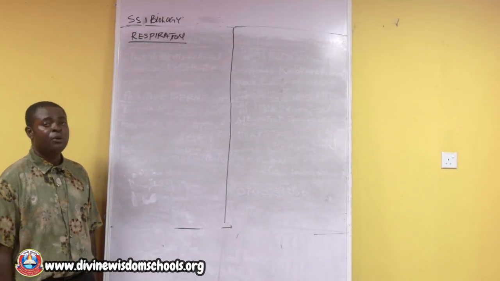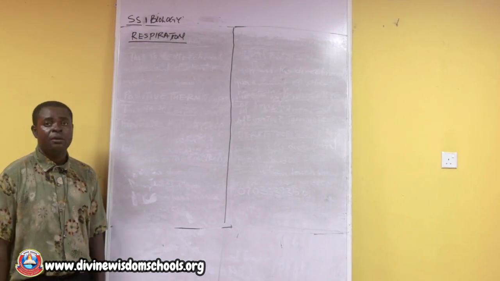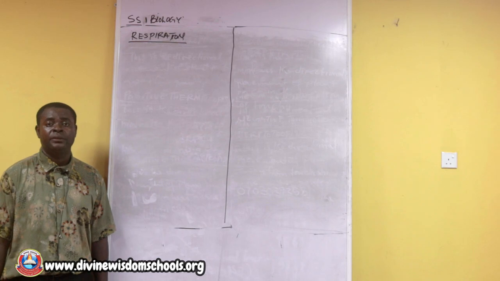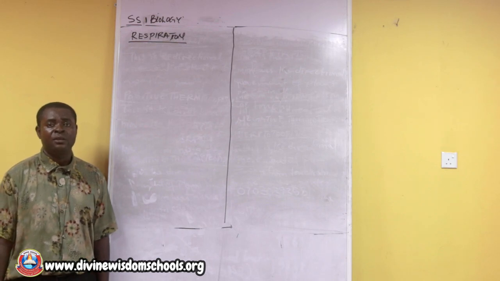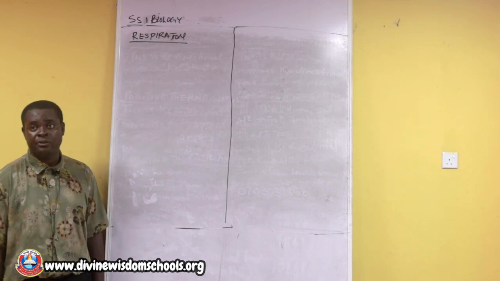This is Afeademola Johnson, your biology tutor, now with SS1 students, still on characteristics of living things. We have just concluded movement. We are going to respiration.